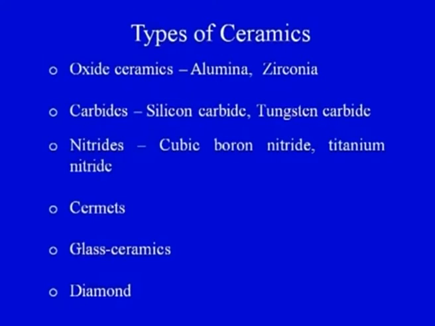Now, what are the various types of ceramic materials? Let us see. Although we have classified the ceramics, now we want to see the different types of ceramic materials that are available. Oxide ceramics like alumina, zirconia, and carbides like silicon carbide, tungsten carbide. Now silicon carbide, let me give you an example, is being used as a reinforcing material in many metal matrices.